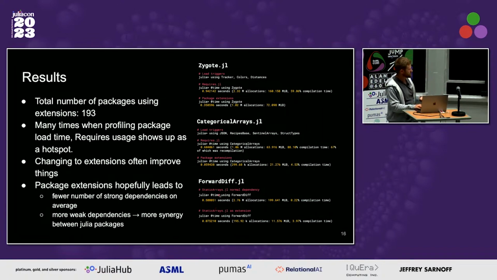Now it turns out that the load time of ForwardDiff was actually pretty much dominated by StaticArrays. So now if you just load ForwardDiff, it's a lot faster. And if someone loads StaticArrays as well, then you will still have the same functionality as you did before. So there's no real loss in this transition from a normal dependency to an extension. And if we look at the total number of packages using this, it's 193 now since 1.9, so it seems to be quite rapid adoption.